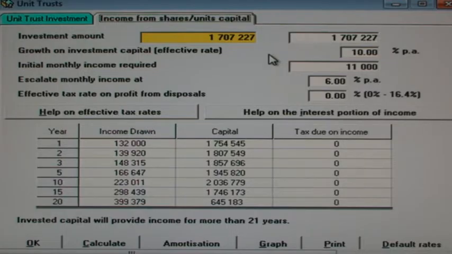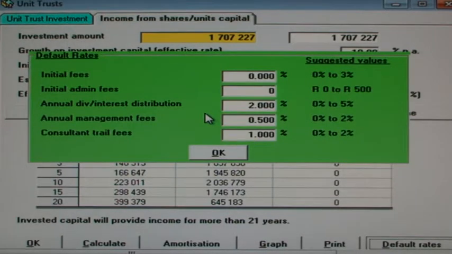We can also say that we expect our money in the fund to grow at 10%, just as before. I've entered that we will start off drawing R11,000 a month, escalating at 6% to counter for inflation. This R11,000 monthly income is 11 times what the investor paid in premiums in the beginning when the investment started, and the R11,000 a month increases at 6% per annum to keep pace with inflation. Let's have a look at the default rates in this calculator. I think most brokers will go along with the costings I'm using here, but you can change these settings in the calculator to whatever you wish.